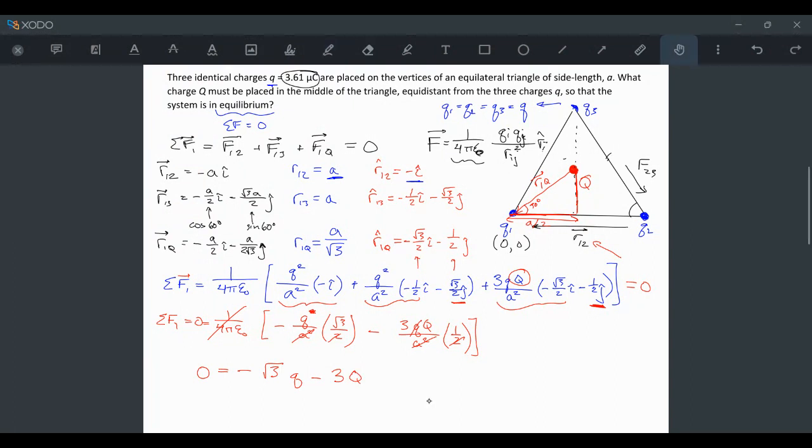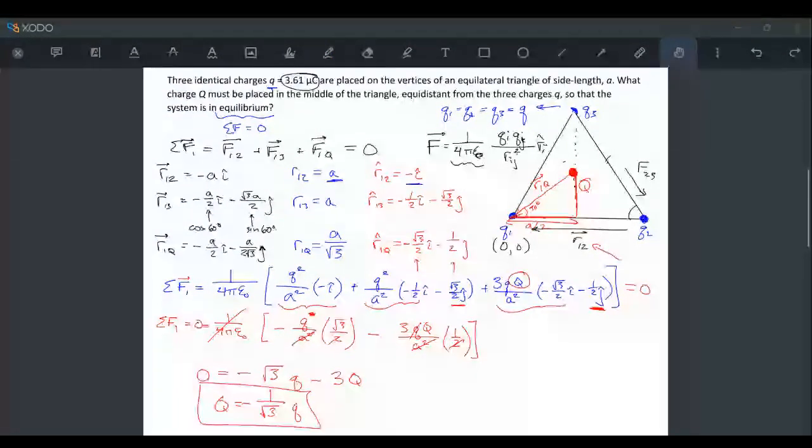So in other words, capital Q is equal to minus 1 over root 3 lowercase q. Final answer. I don't know what that is in terms of real numbers if you put in 3.61 microcoulombs, but that's the result of all the hard work we just did.